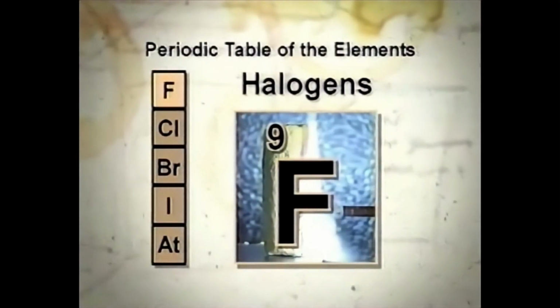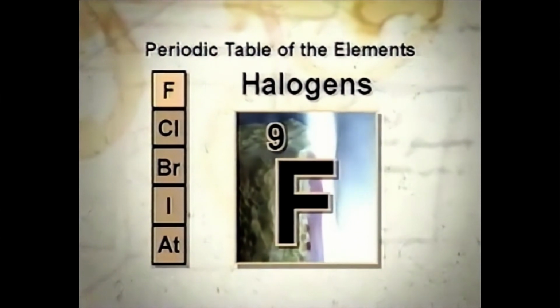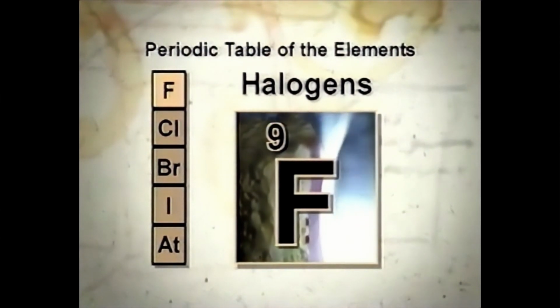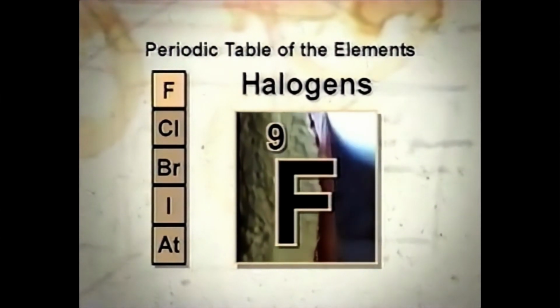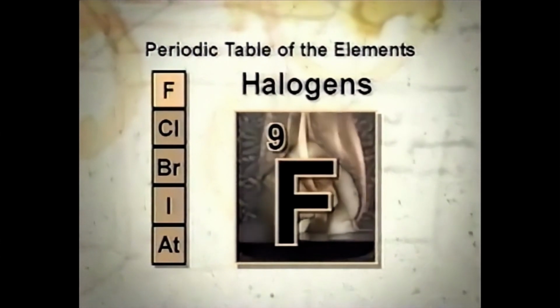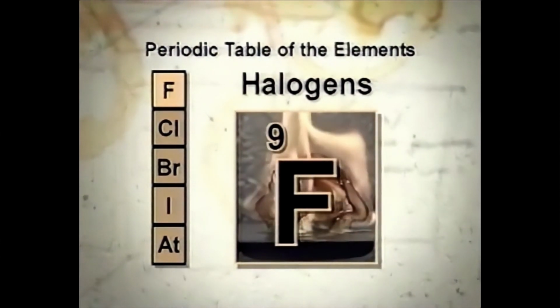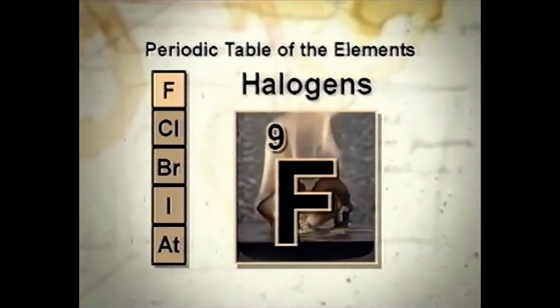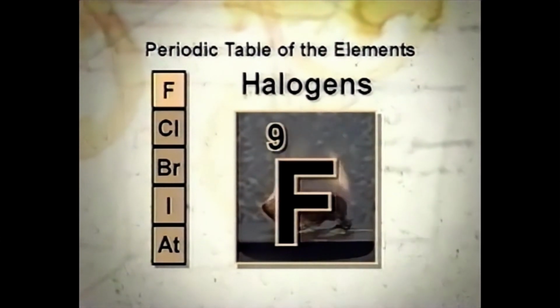Fluorine is a highly toxic pale yellow gas. It is the most electronegative and reactive of all the elements in the periodic table, and can even form compounds with the noble gases. Because of its immense reactivity, it is difficult to isolate and store in its pure form.